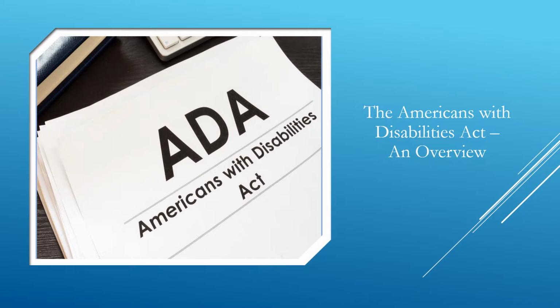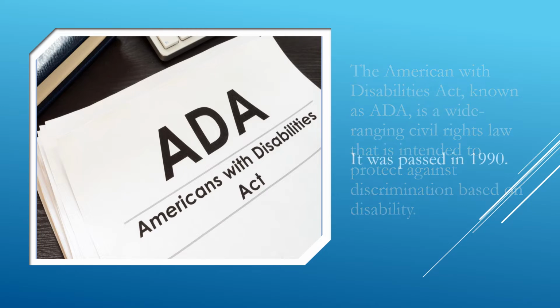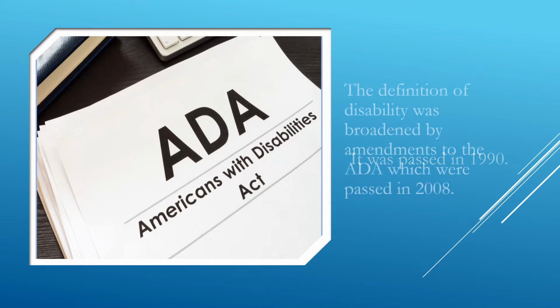The Americans with Disabilities Act, an overview. The Americans with Disabilities Act, known as ADA, is a wide-ranging civil rights law that is intended to protect against discrimination based on disability. It was passed in 1990. The definition of disability was broadened by amendments to ADA, which were passed later in 2008.